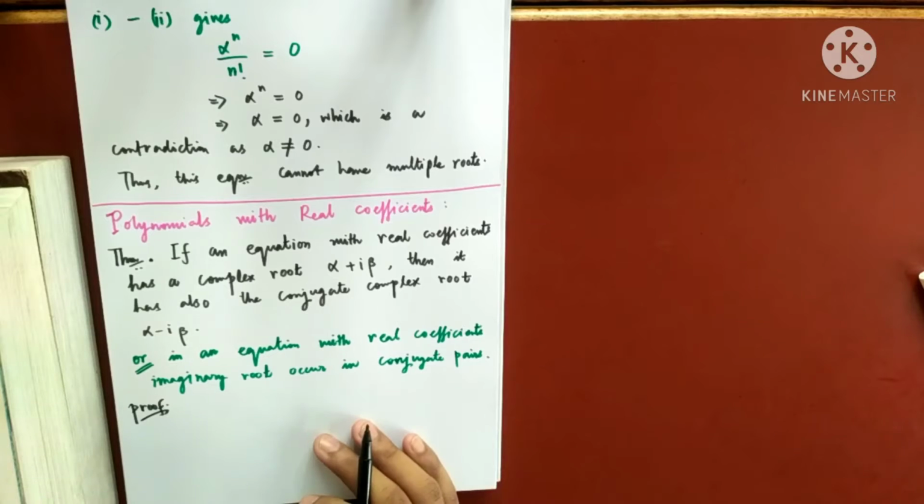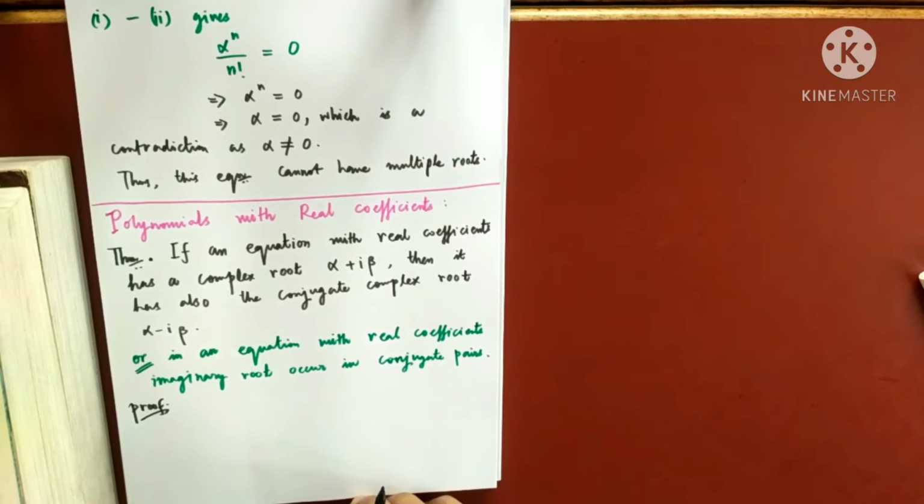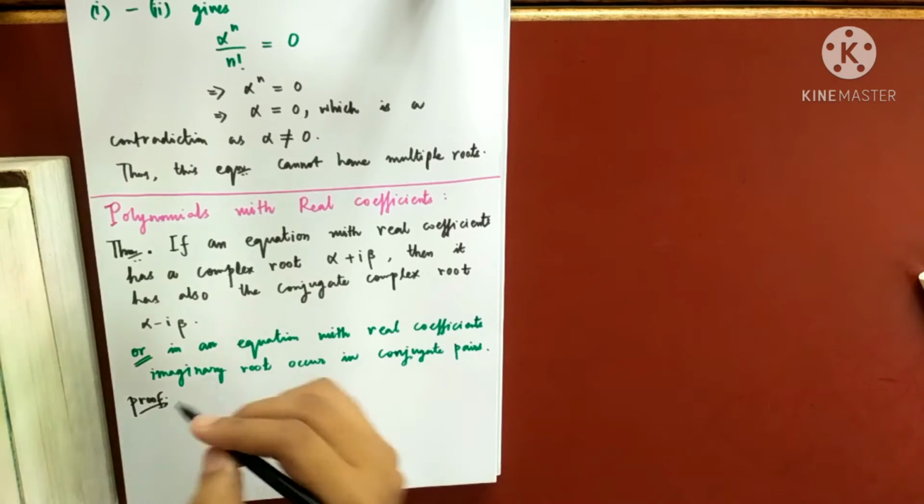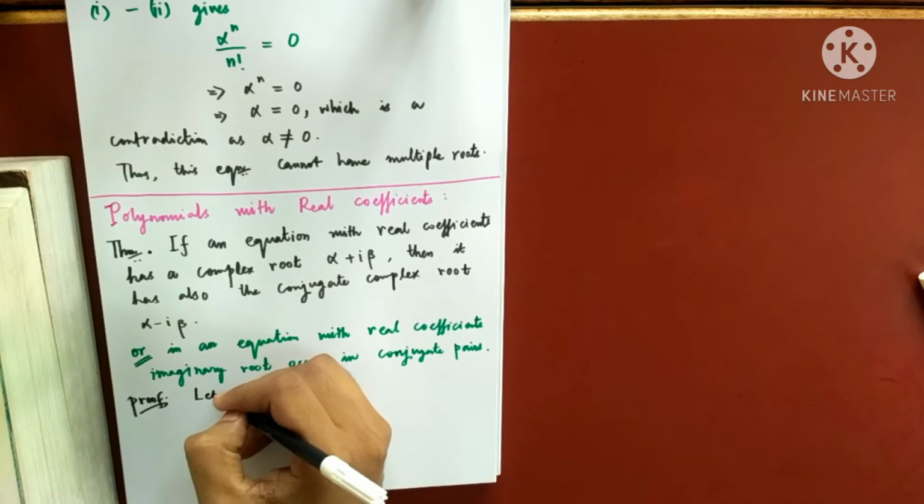One thing you remember is what has been given to us. We are given that alpha plus i beta is a root. We have to prove that alpha minus i beta will also be a root. Only this thing to prove. Alpha plus i beta is a root, and we have to prove that alpha minus i beta is also a root.